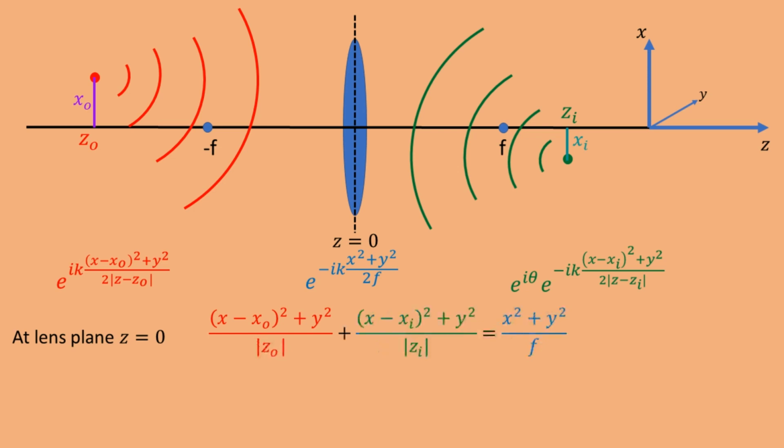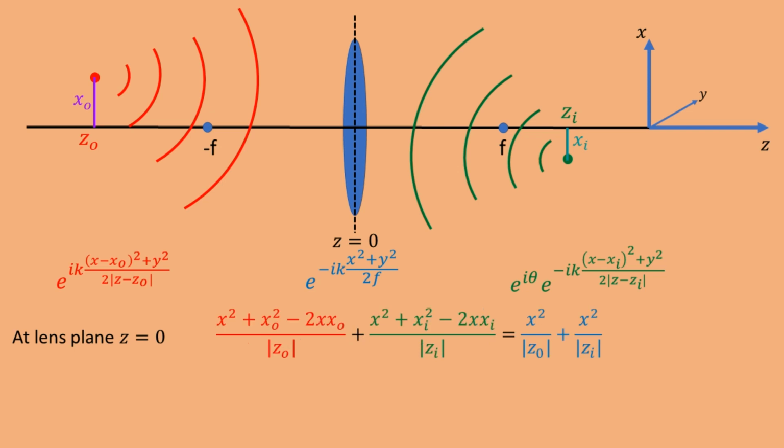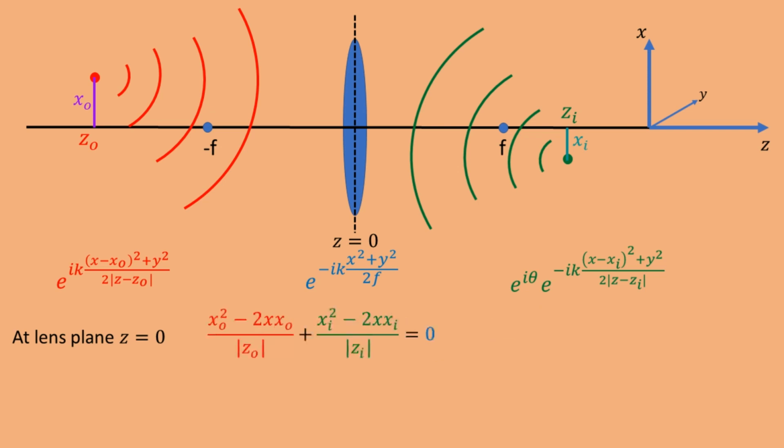We can rearrange the terms of this equation and cancel out the 2's in the denominators, and then we can use the thin lens equation to rewrite the right-hand side. Then we can cancel out all the y-coordinates so that only the x-coordinates remain. Next, we expand the squares, and then we can cancel the terms with x squared on both sides. What remains are 4 terms.